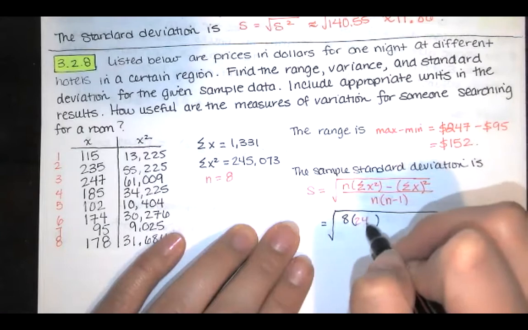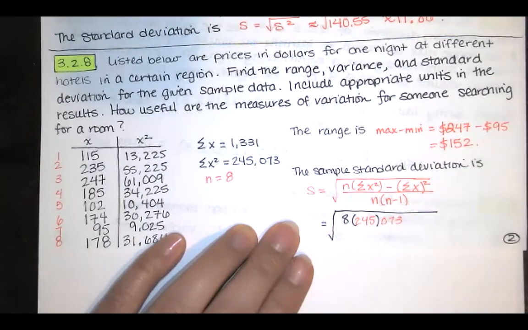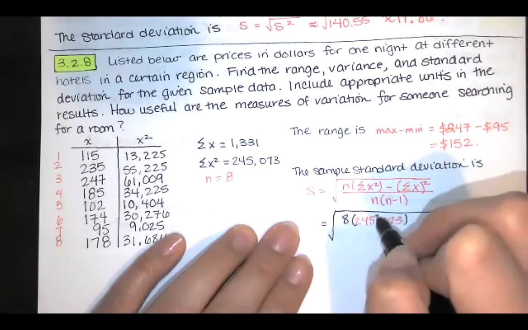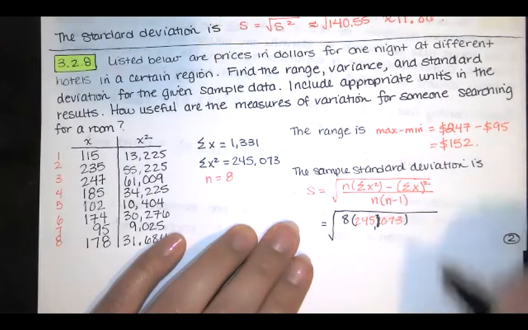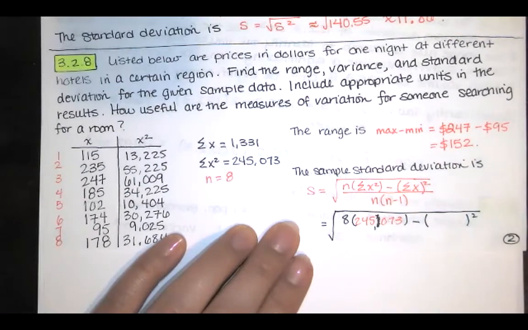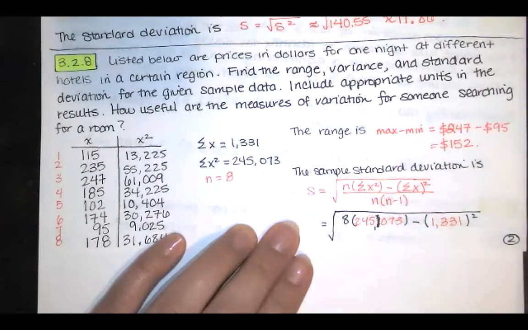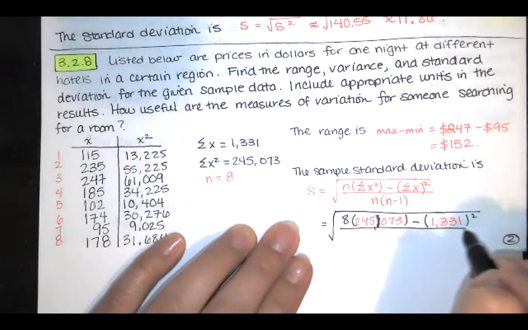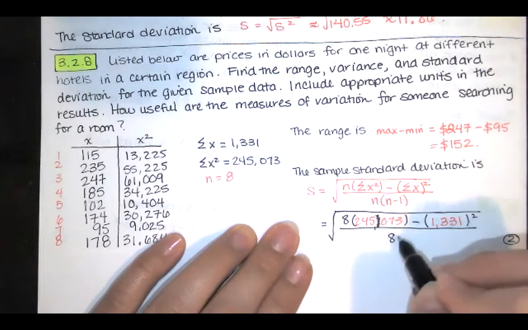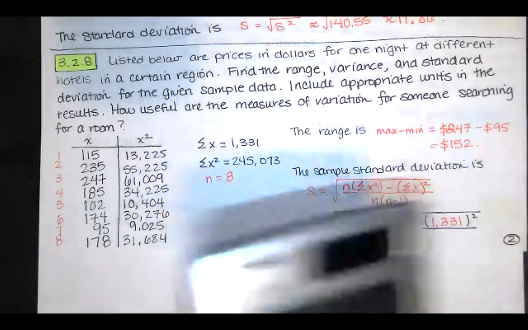This is 245,073 minus the sum of the x's, squared, and the sum of the x's is 1,331. And then we're taking all of that and dividing by the sample size times 1 less than the sample size. So this is easy breezy.